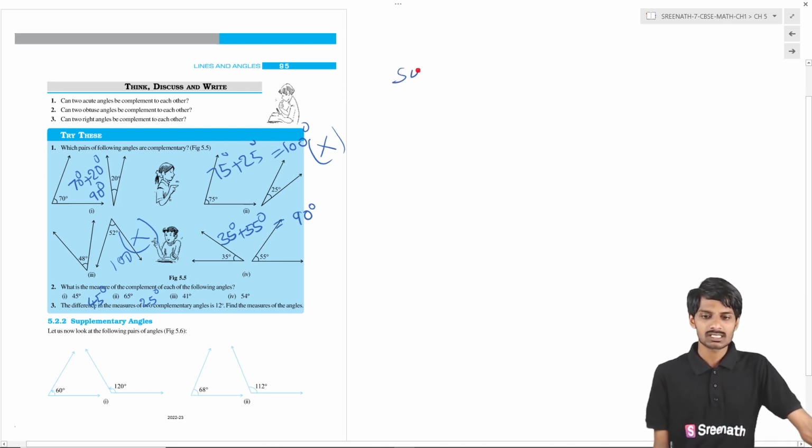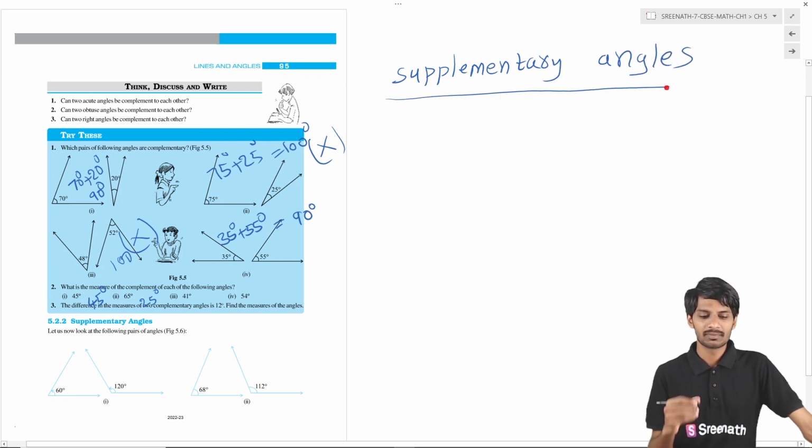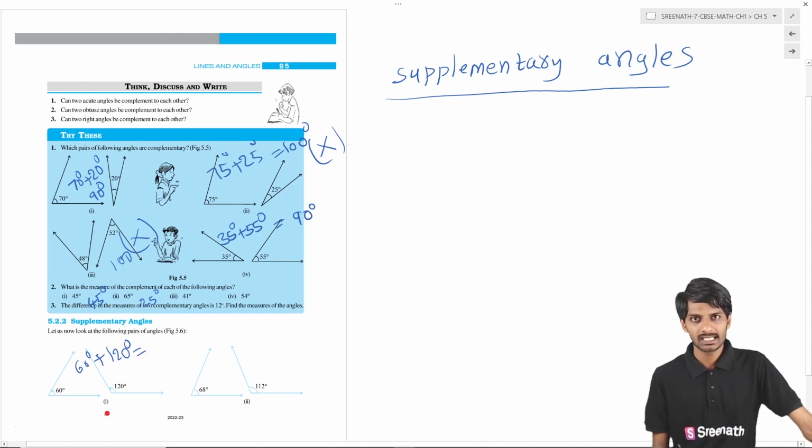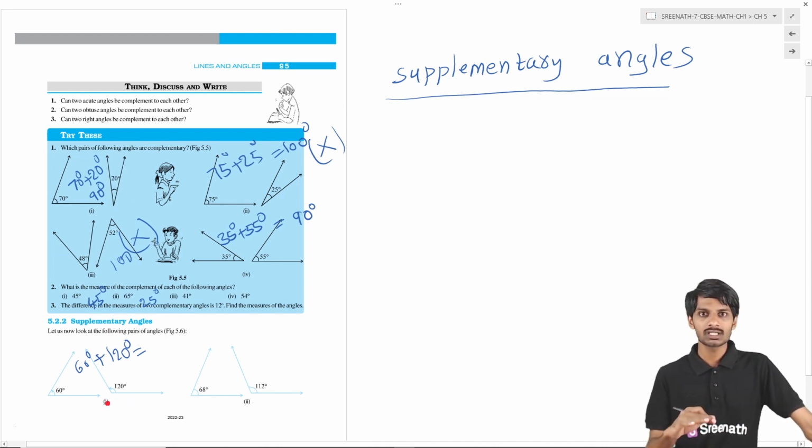Now we will discuss supplementary angles. What are supplementary angles, students? Look at the figures. Here there is 60 degrees, here there is 120 degrees. And look at this figure. Here is 68 degrees, here is 112 degrees. What happens if you add? If you add 60 degrees plus 120 degrees, will it give 90 degrees? If it gives 90 degrees, then we say those are complementary angles. But here it is not giving 90 degrees, it is giving 180 degrees, students.